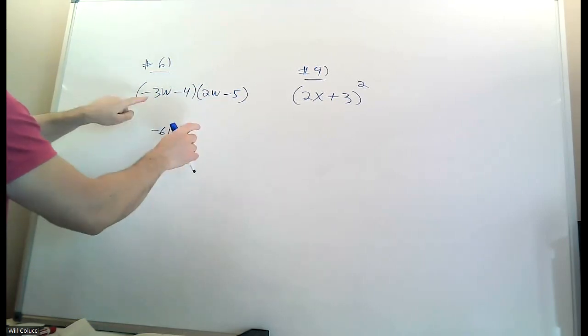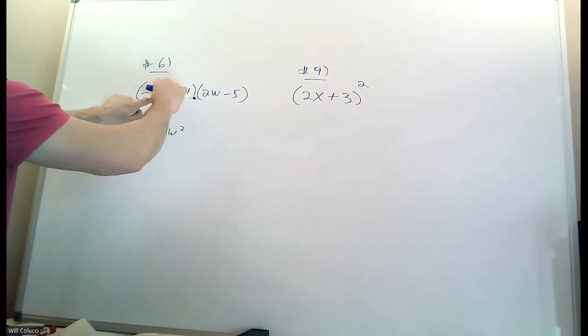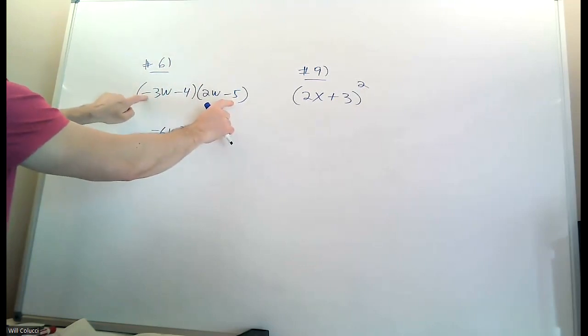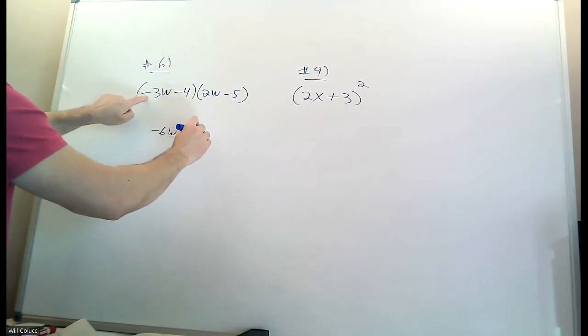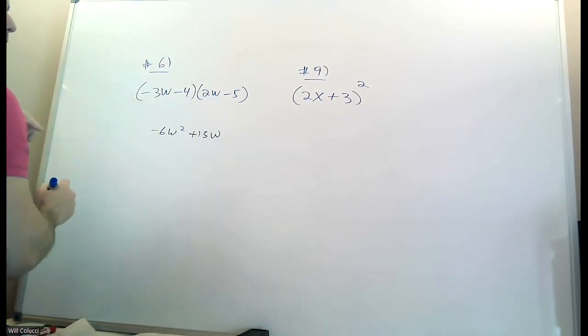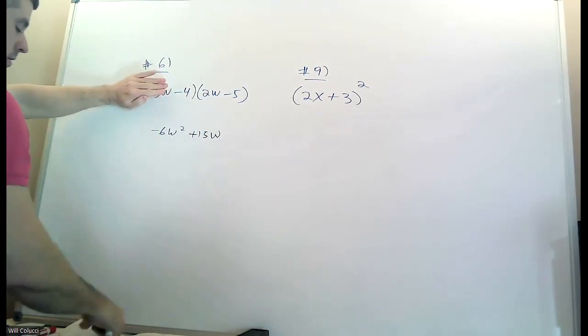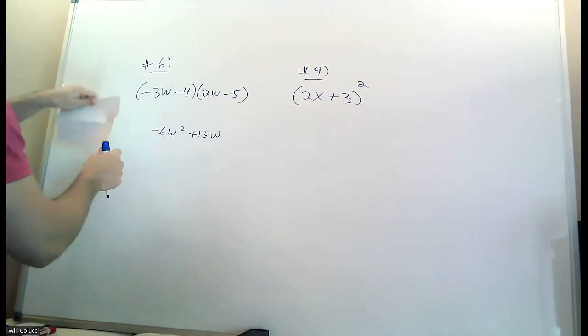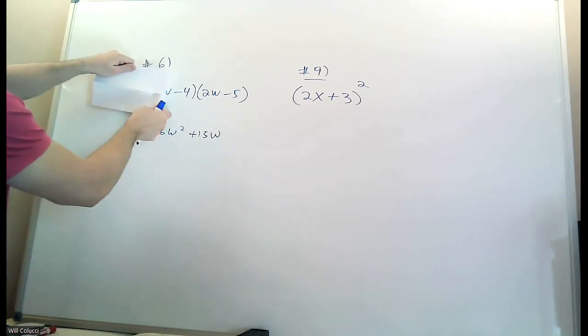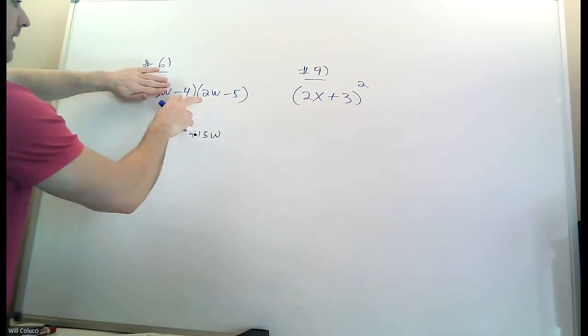Just do this very slowly if you're having trouble with it. Now the ends, right? First, outer. -3 times -5 makes +15. But what about the W? The watermelons go along for the ride. Now, again, if you need to, do this or cover it with your hand, right?